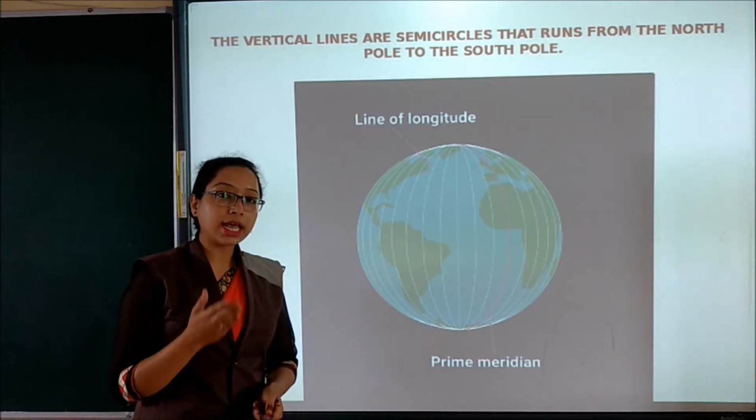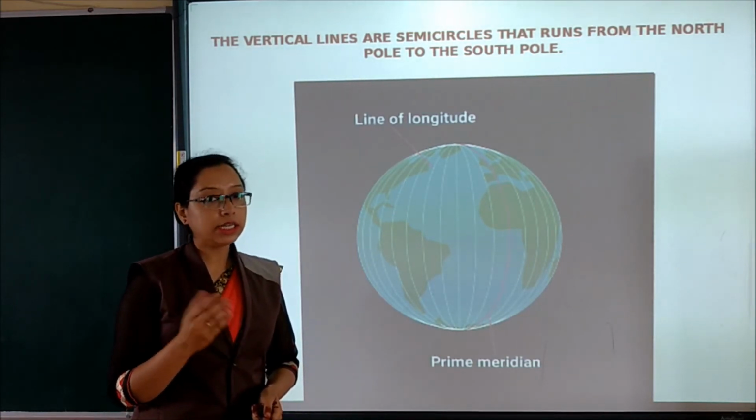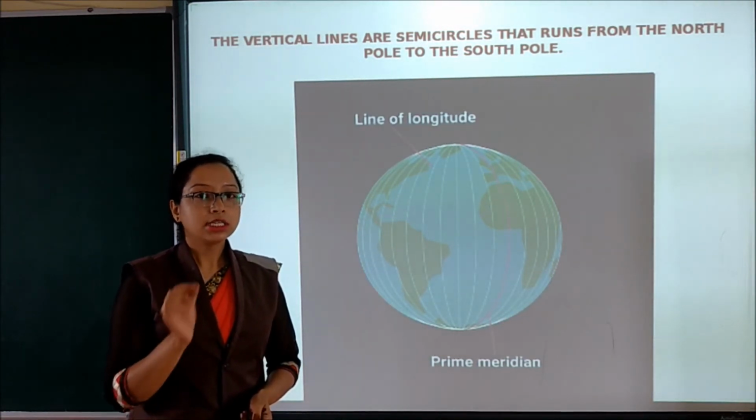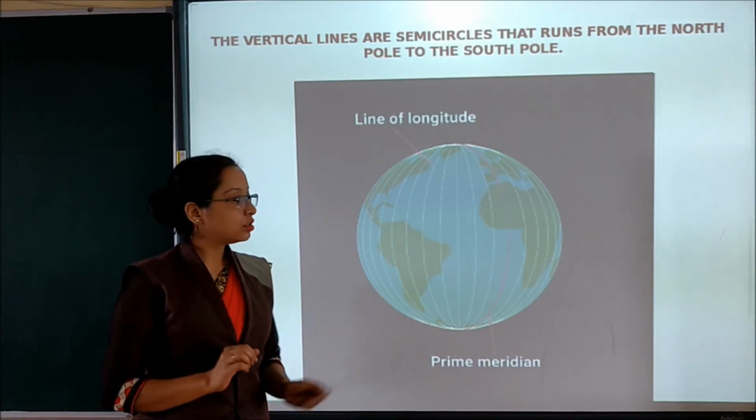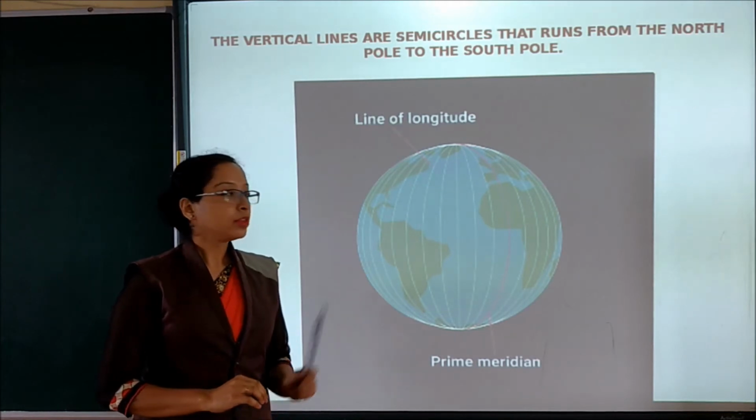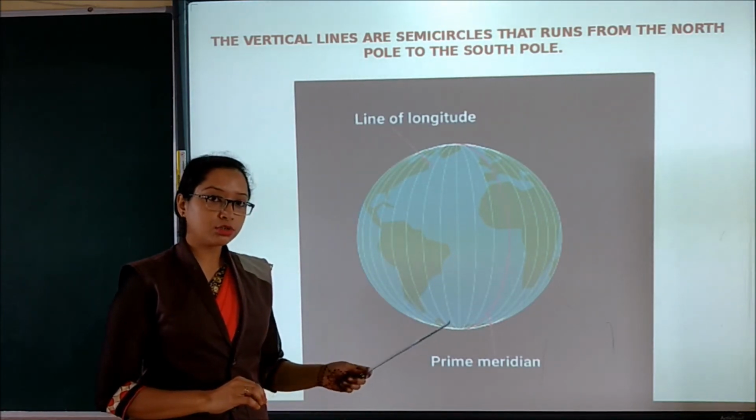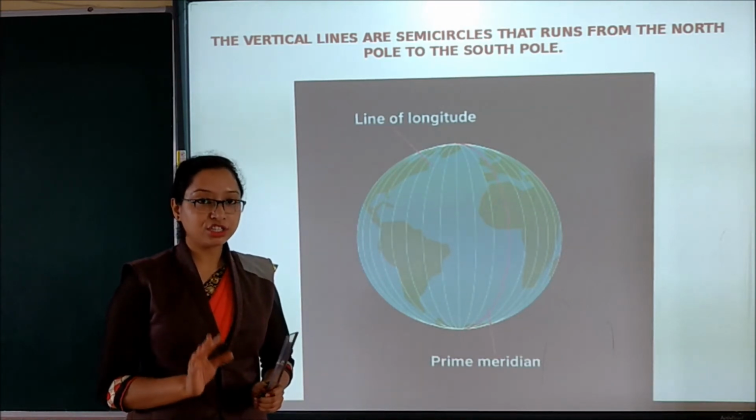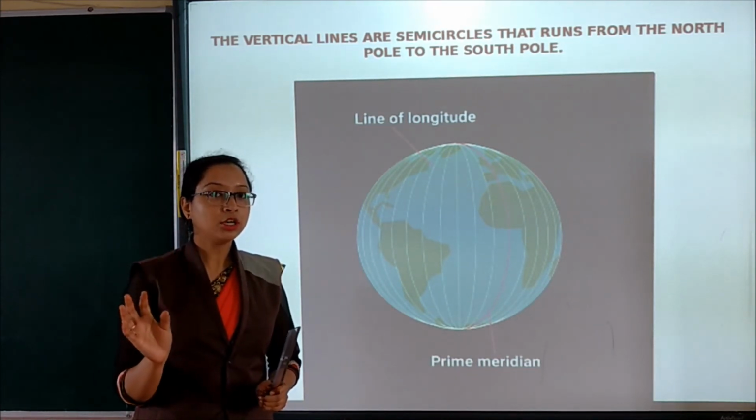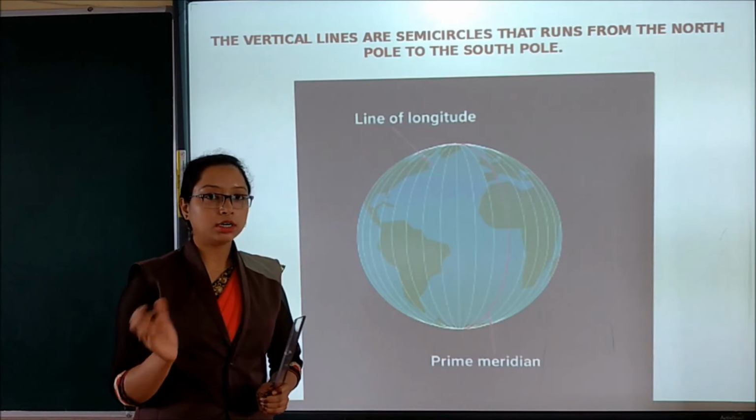Longitudes and latitudes are marked in degrees and minutes. 60 minutes is equal to 1 degree. So this is how we mark latitude and longitude on the globe. And all these lines are imaginary. They are only imagined to study the earth.